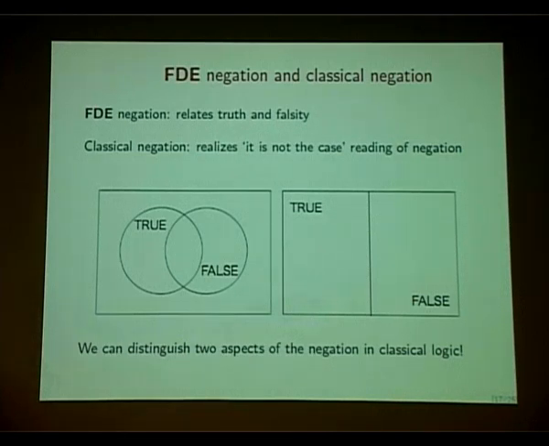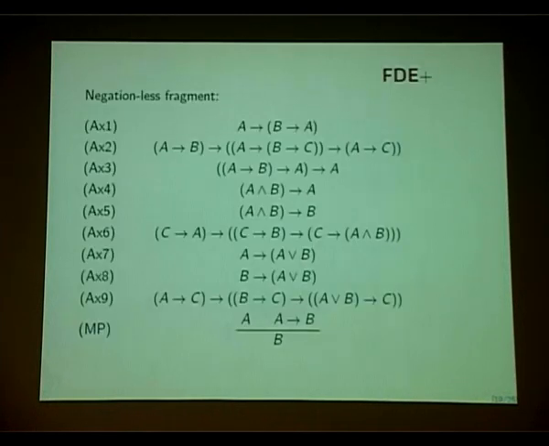And if we think of the classical setting, then the truth and falsity are exhaustive and exclusive. So it looks like that. And in this case, those two negations are the same thing. Namely, if it's related between true and false, it's also doing if it's in that area or not. So in this way, we can distinguish two aspects of the negation in classical logic. And so we turn to more of a proof theory.